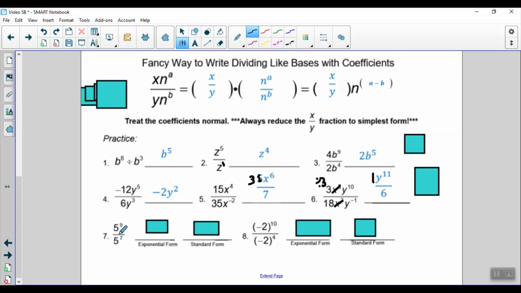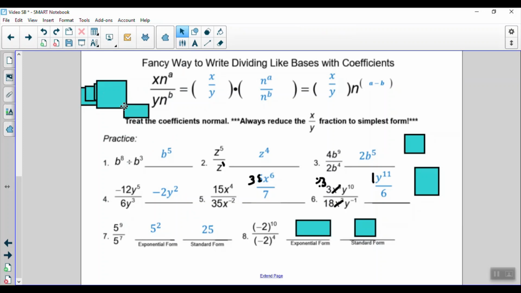Okay, here we're back to regular numbers, 5 to the 9th over 5 to the 7th. We're just subtracting like normal. 9 minus 7 is 2, so 5 squared, right? 5 squared is 25. That one is pretty simple. Here we're going to subtract again. 10 minus 4 is 6. So negative 2 to the 6th power is 64.